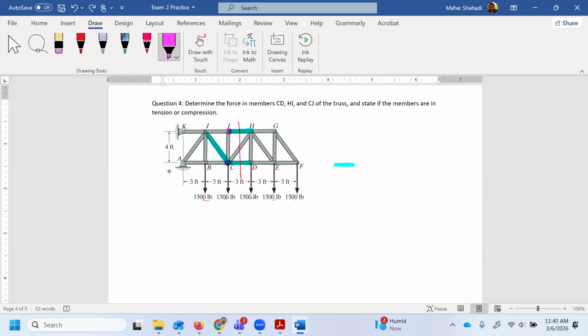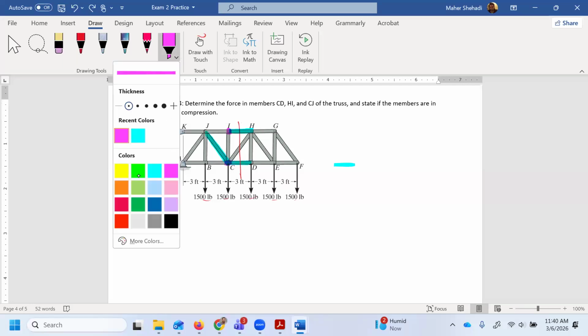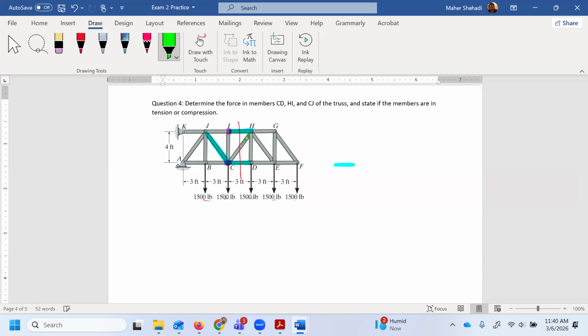So never mind. Before we start, do you see any zero force member? Yes, I do. It's actually going to help us. And that's when we consider joint C, which is going to be very helpful because I have CD. I'm trying to solve CJ. So I should already have solved this one with the method of section, but I have one, two unknowns.